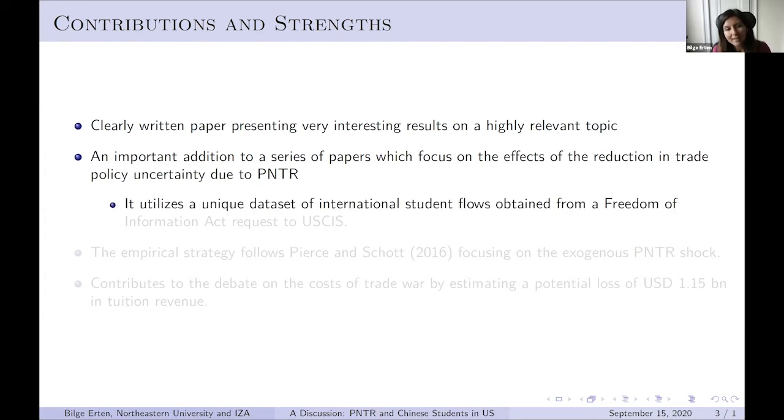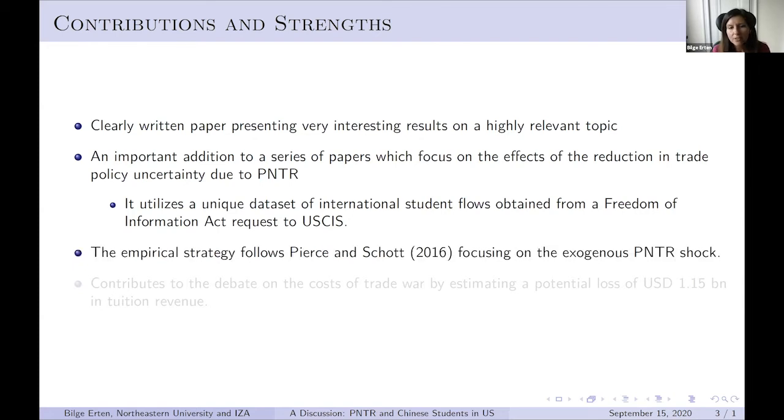And the nice thing, as Gaurav said, is that it has a unique data set that I didn't see was used before, coming from this Freedom of Information Act. It essentially knows the origin of every Chinese student and when they started, what they studied, quite a detailed data set. And the strategy follows Pearson Schott, focusing on, as I said, the PNTR shock. So it's nice that it's exploiting this exogenous variation.